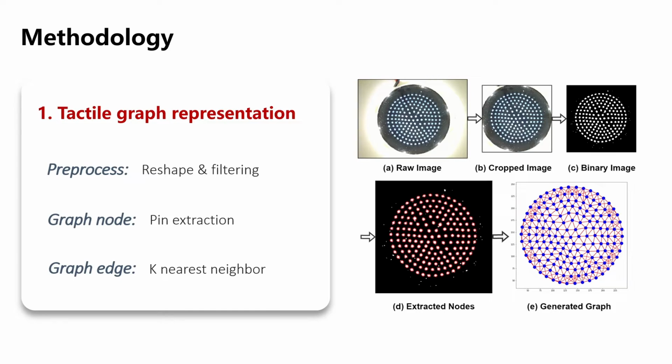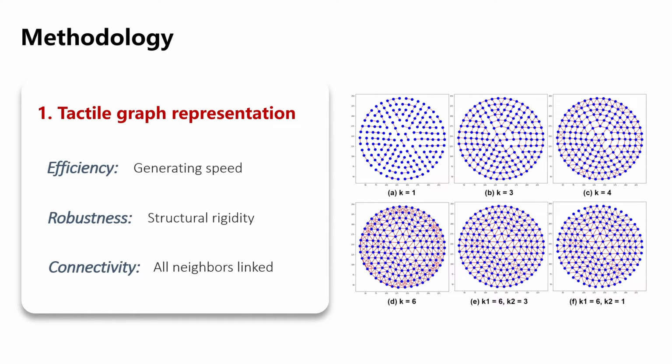The first step is how to make the graph representation. The raw image from the TacTip sensor is pre-processed, and then a blob algorithm is used to extract the pins. Next, we can use the KNN method to build the graph edges. We found that the number k, which is the parameter for the KNN classifier, has a significant impact on the graph generation in terms of efficiency, robustness, and connectivity. So we proposed an adaptive KNN method to minimize the redundant edge generation between the outermost nodes and their remote neighbors.